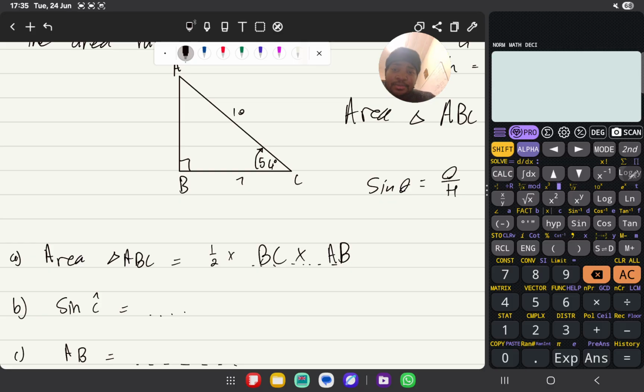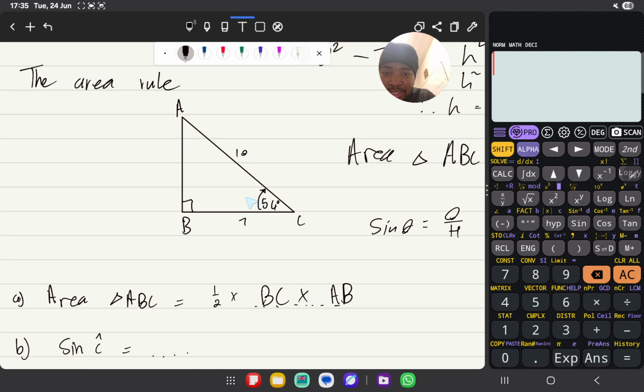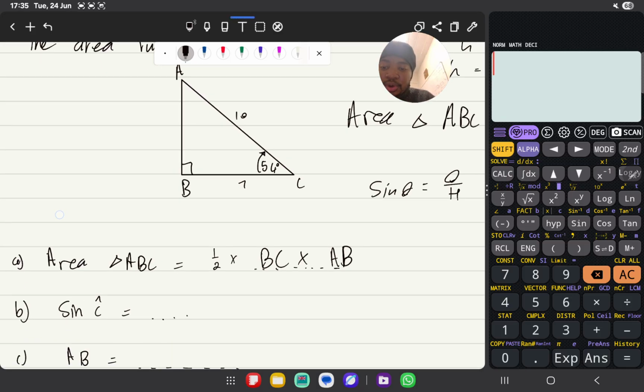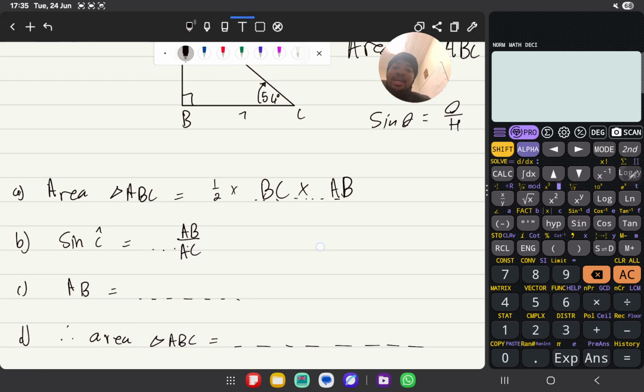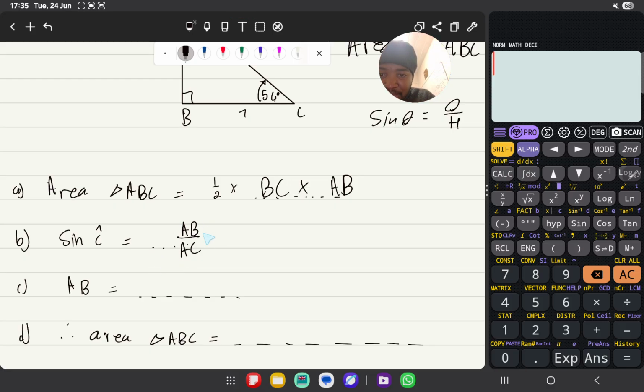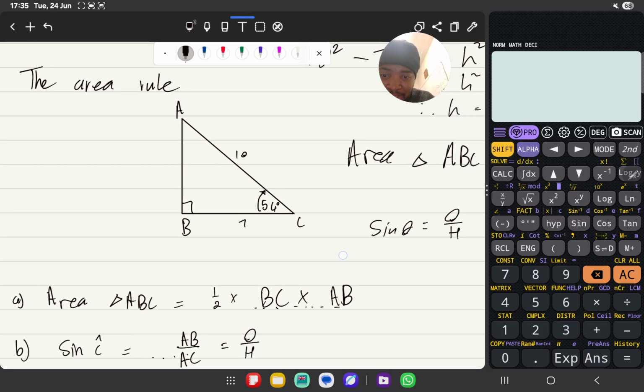So let us do that. What is opposite angle C in this diagram? It's AB. So therefore the opposite is AB over the hypotenuse, which is AC. Let us move from here. We have sine C is equal to AB over AC, where AB is the opposite side and AC is our hypotenuse.